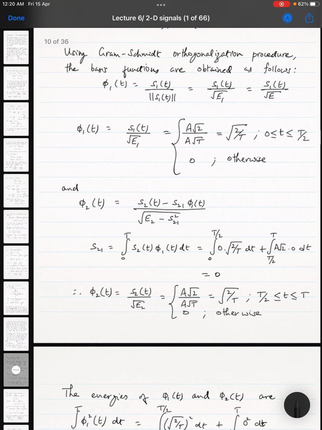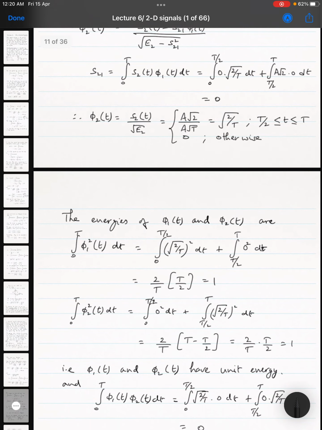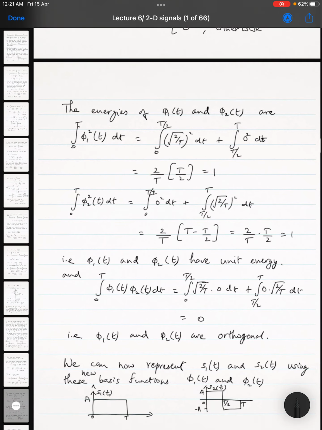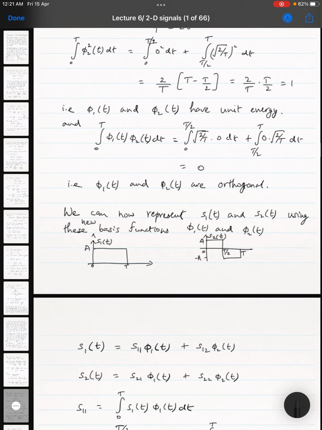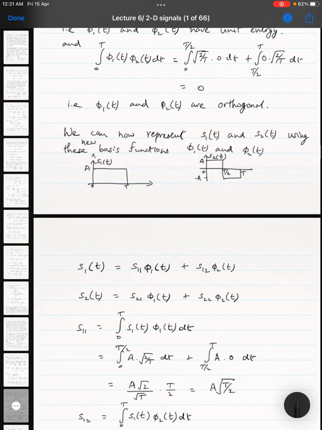Okay, so once we have computed the basis functions, we can again verify that these basis functions are orthonormal by checking that they have unit energy, and also that they are orthogonal to each other, and that is verified over here. Again, you can do these calculations for yourself and verify those properties. Okay, so now we will represent our original signals S1 of t and S2 of t using these new basis functions.